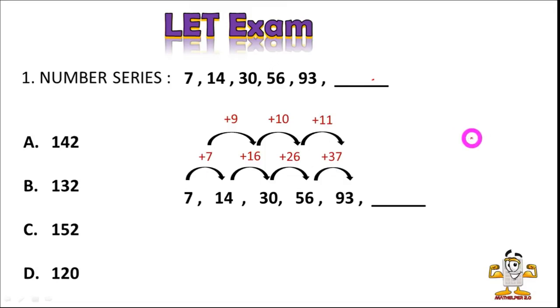So, 37 plus 12 is 49. So, i-add natin yung 93 plus 49 equals to 142. So the correct answer is letter A.